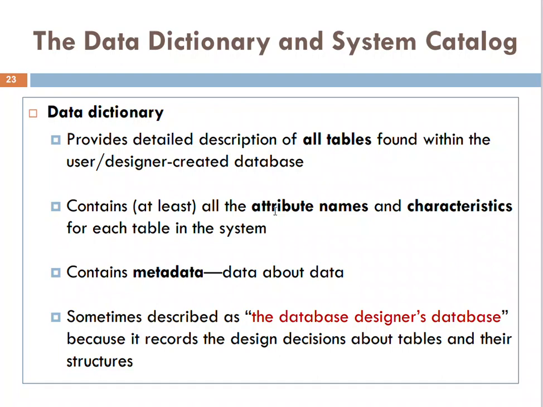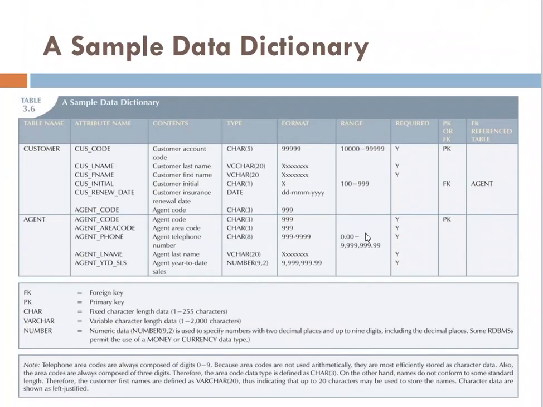It contains metadata, which is data about data, and sometimes data dictionary is described as the database designer's database because it records the design decisions about tables and their structures. Okay, let's look at the sample for data dictionary. This is a simple data dictionary for two tables, which is customer and agent.